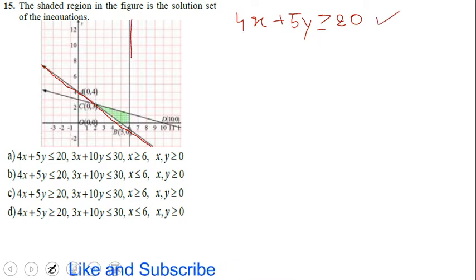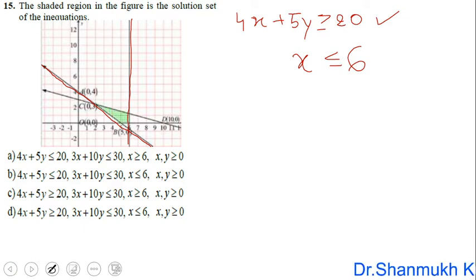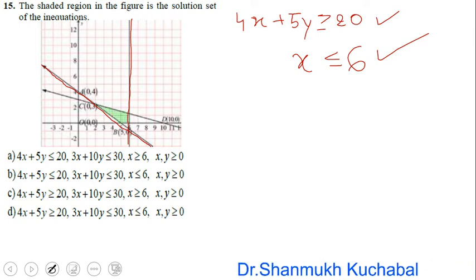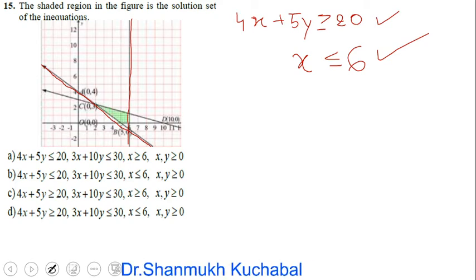So this gives the solution as 6, so x is less than or equal to 6. Below it is shaded, inside towards the origin. So this is the equation. Then next we have the RHS as 30, that equation.